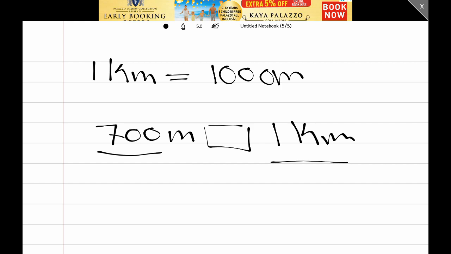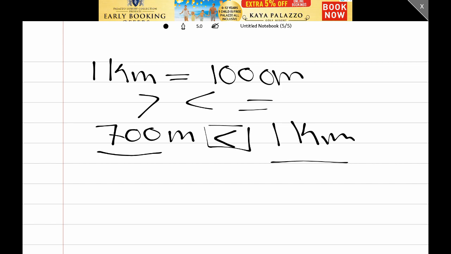So which is greater? If I told you to choose one of those symbols, I will choose for sure the second symbol, which is this. Why? Because the symbol opens its mouth to the greater, right? And here I know that 700 meters is less than 1,000 meters. It is less than 1 kilometer. So 1 kilometer is the greatest.